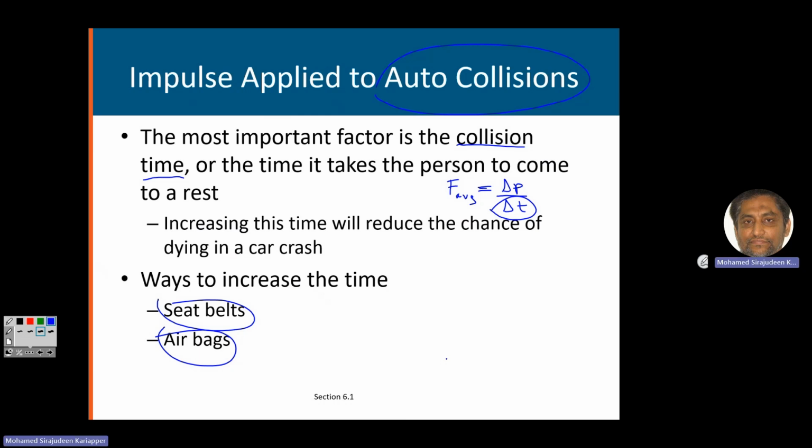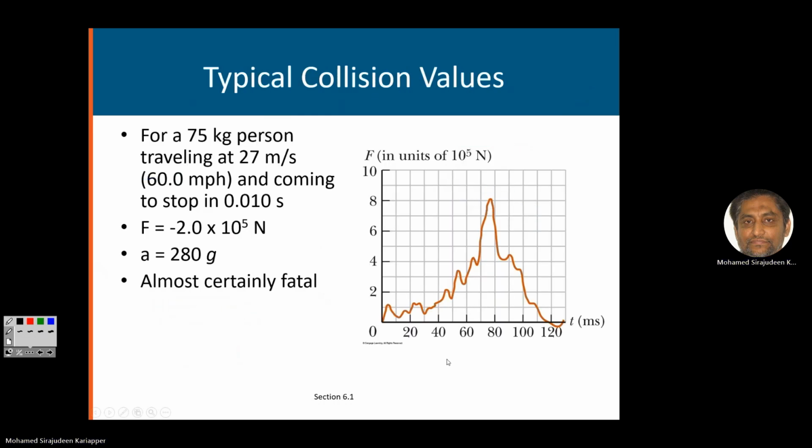Let's take a typical data. You are the passenger inside the car, your mass is 75 kilograms, and you are driving at a speed of say 60 miles per hour, which is roughly 80 kilometers per hour. Let's say something close, 80 kilometers per hour. Divide by 3.6, you will get the value. So it's 27 meters per second in SI unit. And a typical value is you will come to zero by hitting the steering wheel in about 10 milliseconds, 0.01. This is typical, actual data, average value.